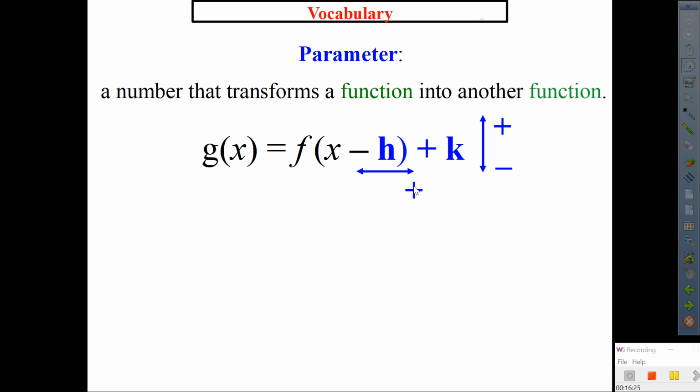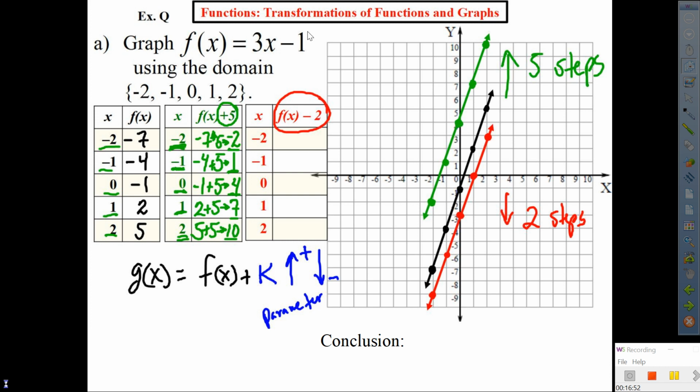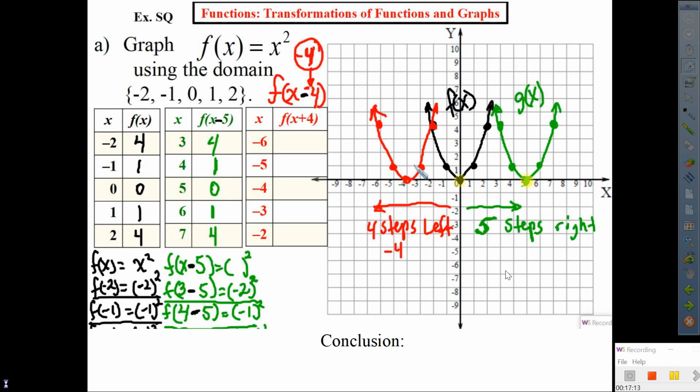All right. So, just for the sake of it, let's see what we did last week. Here it goes again. Last week we started with linears. And if you notice, these numbers, the positive 5 and the negative 2, are outside of the parentheses of f of x. The positive 5 made it go 5 steps up. The negative 2 made it go how many steps? 2 down.